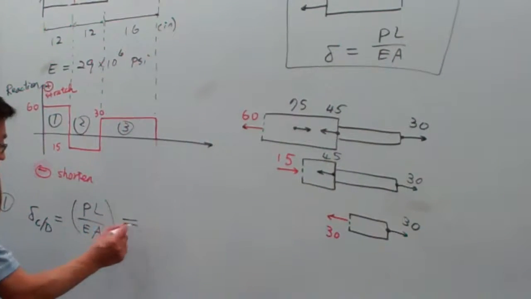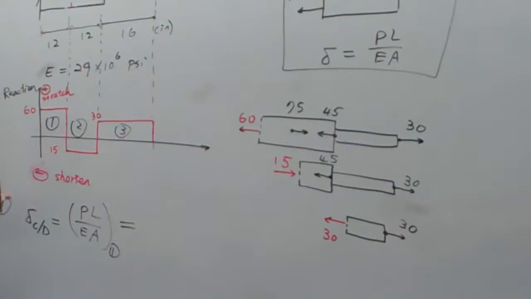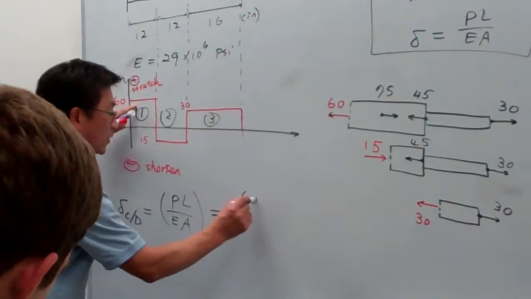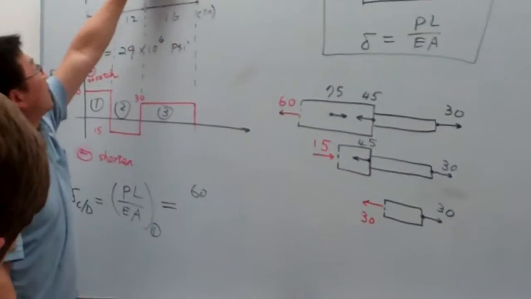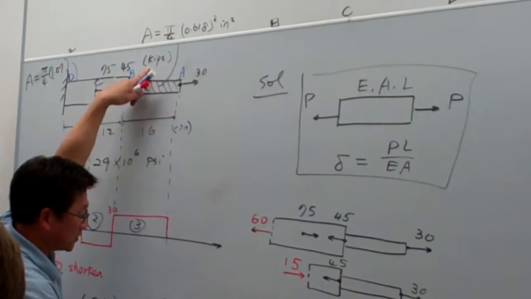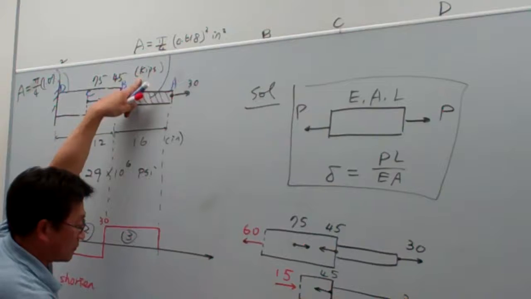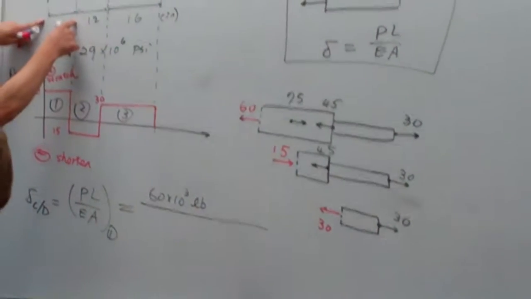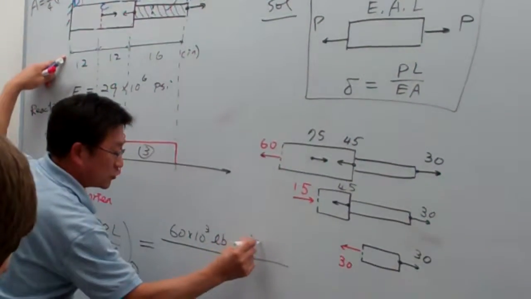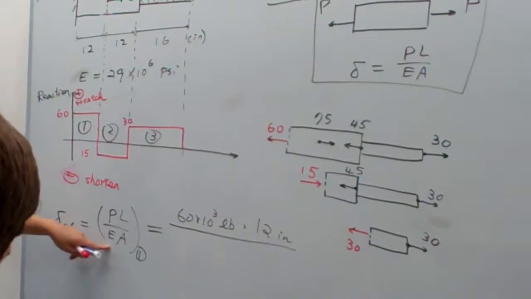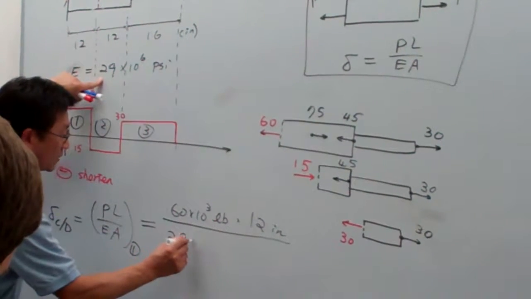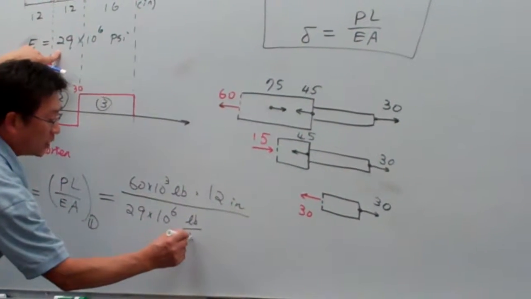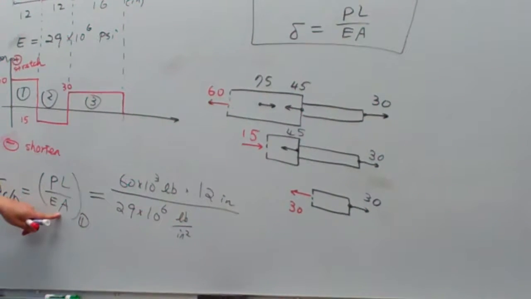Then we simply plug in the information. What is P? The P in this segment is given here, 60, right? We work on the units carefully. The 60 kips is actually 10 to the third, thousand pounds. L is the length of the first piece, that is 12 inch. And E is the Young's modulus, 29 times 10 to the 6 PSI. PSI is pounds per inch squared. And A is the area.